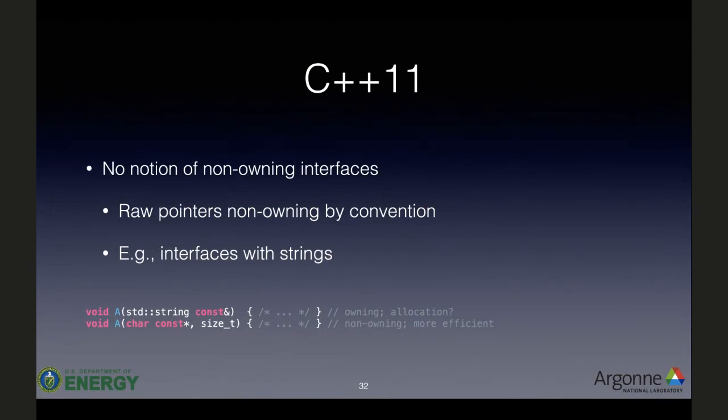This makes sense for the C++11 timeframe when all this came out, because there was really no notion of non-owning interfaces to things. The best we had at the time was raw pointers being non-owning by convention. It's still kind of that, and people are not happy with that. They want this in the type system. There are things like observer pointer that have been proposed to put this in the type system, although you still have to support raw pointers. The canonical example is interfaces with strings. You may have a function that takes a standard string, and it also takes a pointer and a size, because you don't want to force everybody to put everything into a standard string, because that might do an allocation.